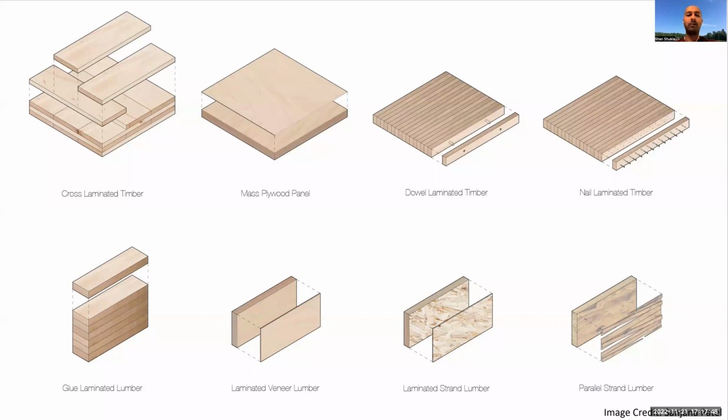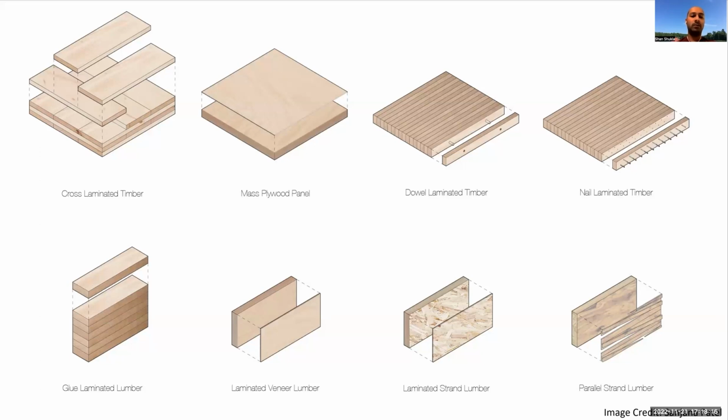Mass timber comes in many forms. As I mentioned, the first form here on the top left is cross-laminated timber, which is formed by adhering the boards in perpendicular directions and layering them on top of each other so that you have a very robust kind of mass beam that can withstand stresses in all directions. This is the most common one that's used in building.